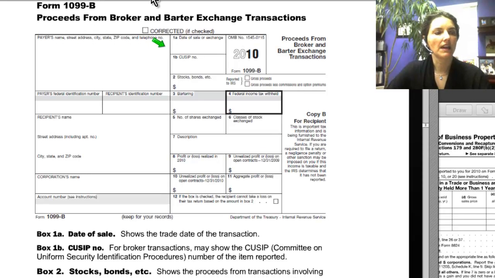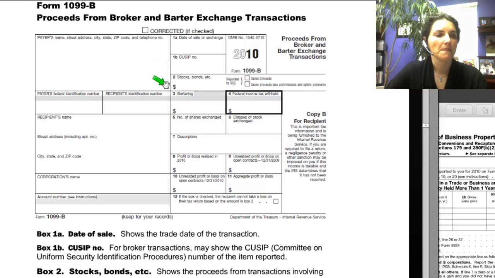And let's begin with line 1A. Line 1A is the date of sale, and it shows the trade date of the transaction. Line 1B is the CUSIP number. It may or may not be blank. Sometimes there is a number in this box, and if there is, this is the number under which you could research the stock on the Internet. And it is issued by the Committee on Uniform Security Identification Procedures.